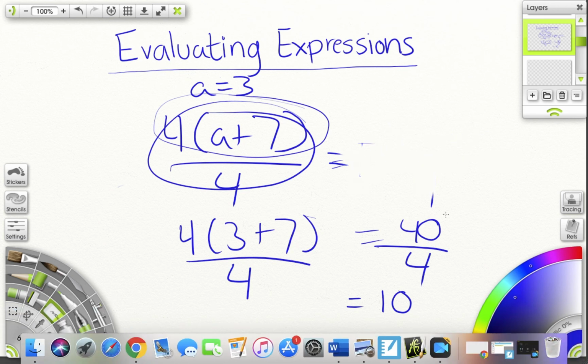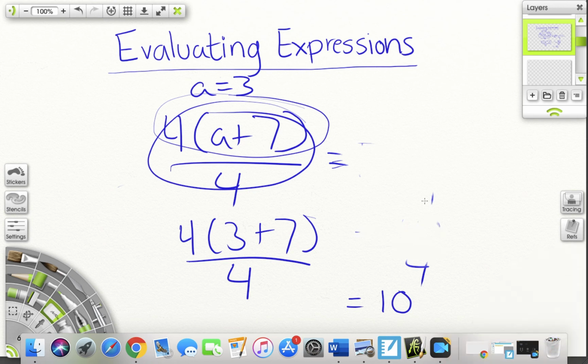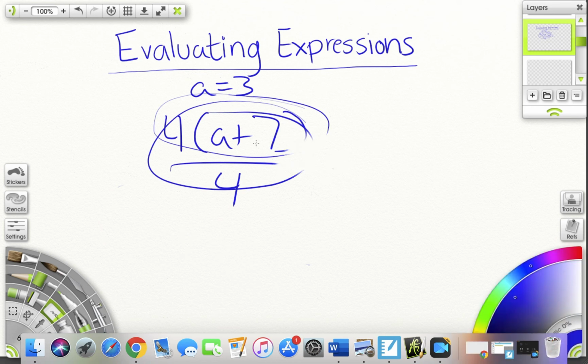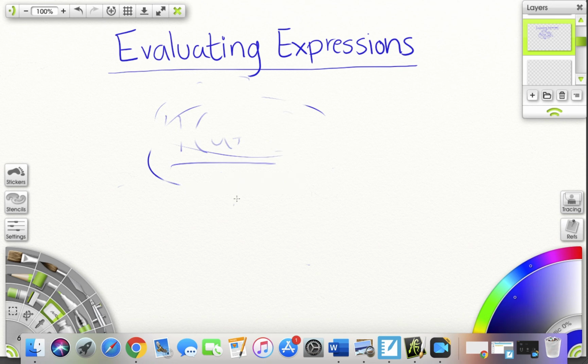Our next one is going to have 2 variables that we plug in. And that one has rules that are a little bit odd, especially if you're looking at the rules of BEDMAS. But I will show you how it works in a second here.